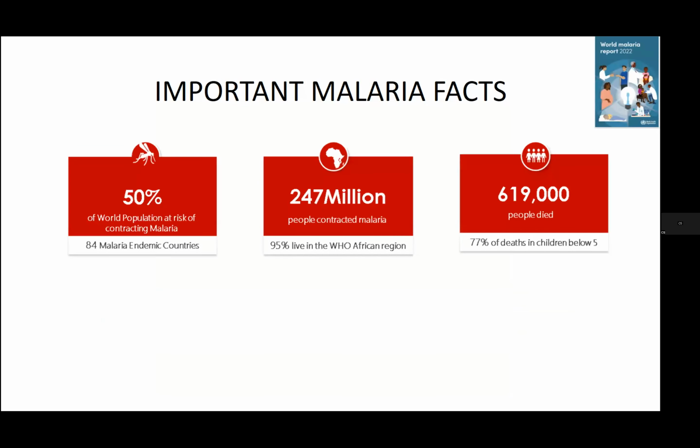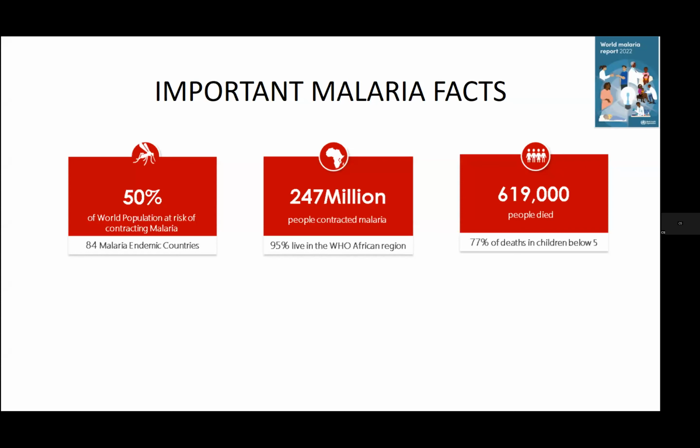Here are some of the latest global malaria statistics as reported by the World Health Organization in the 2022 World Malaria Report, which reports on statistics for 2021. Malaria is endemic throughout most of the tropics, with 50% of the world's population, that's now about 4 billion people, at risk across 84 endemic countries. Malaria alone accounts for approximately 8% of global disease burden.